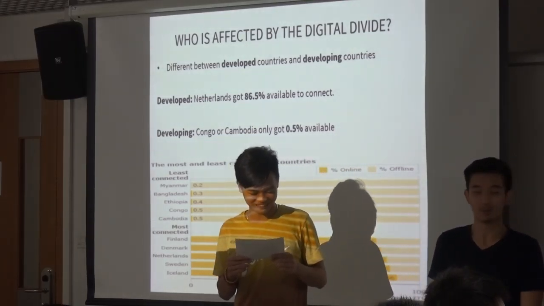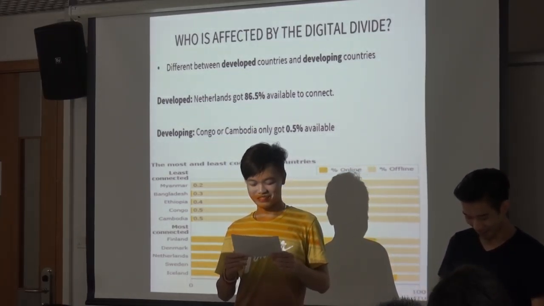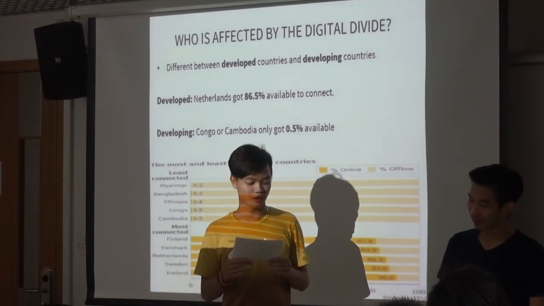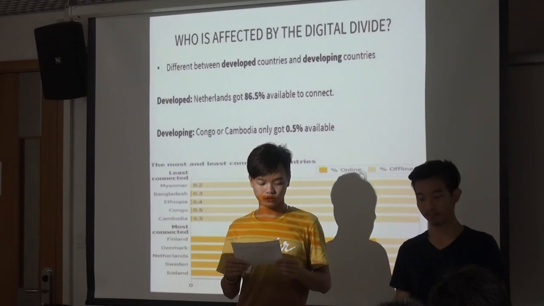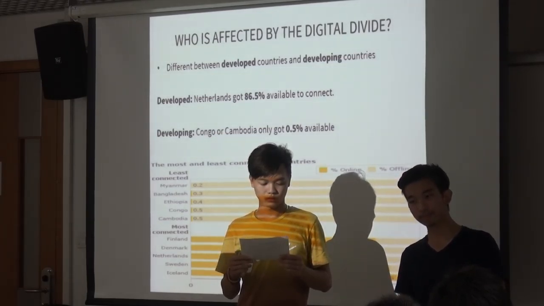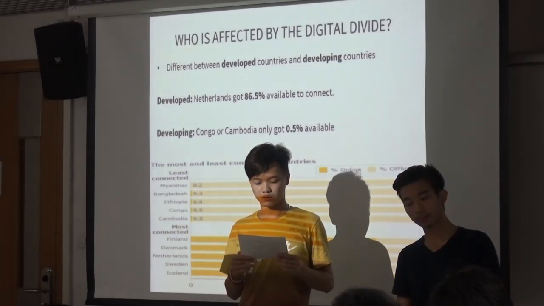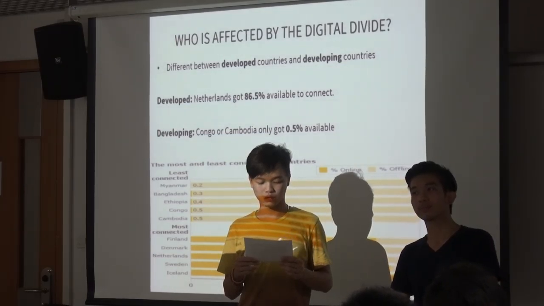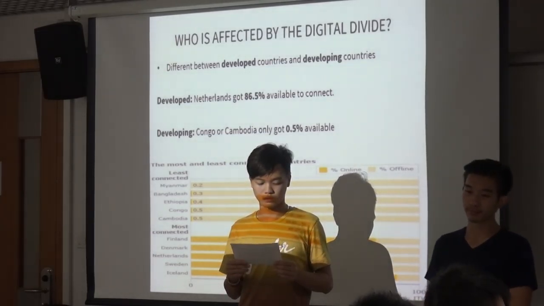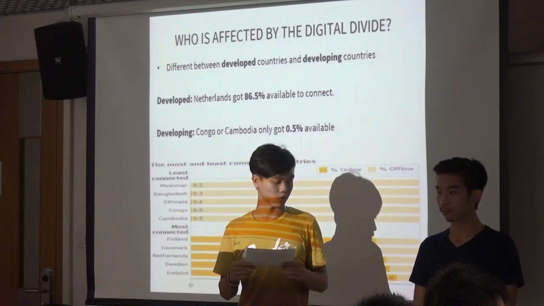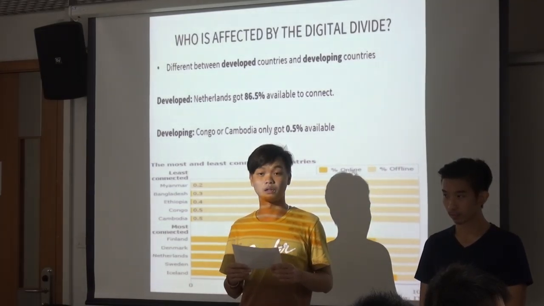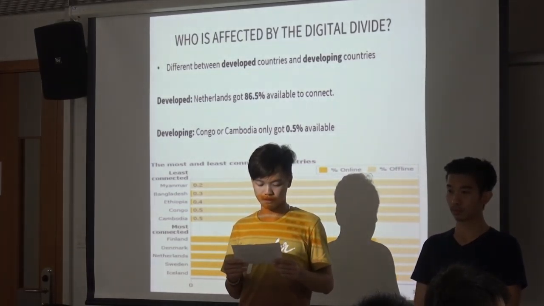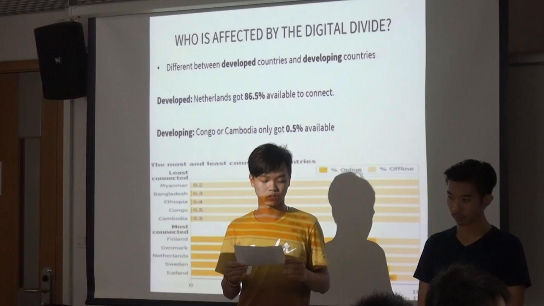We may see a big difference between developed and developing countries. Normally, in developed countries, 56.5% of people are able to connect to the network. In the same way, in many countries like Congo or Cambodia, only 0.5% are able to connect to the internet.